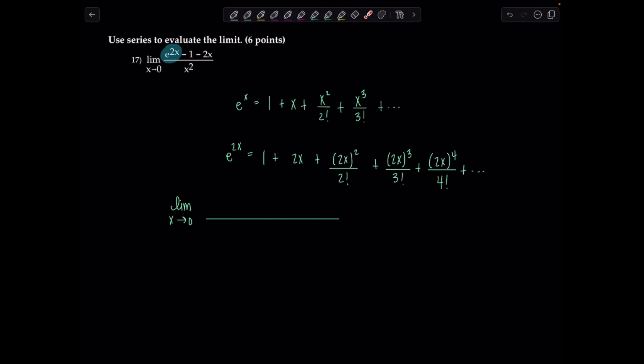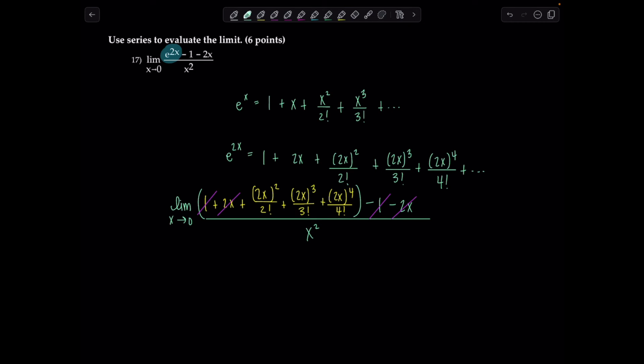So instead of e to the 2x, I'm going to write 1 plus 2x plus 2x squared over 2 factorial plus 2x cubed over 3 factorial plus 2x to the 4. That one you probably could have done without, but you know, the more the merrier. Okay, good. Minus 1 minus 2x over x squared. Good? All right, cool. This part's the e to the 2x part. So we can cancel now. Lovely. The 1 and the 2x are gone.